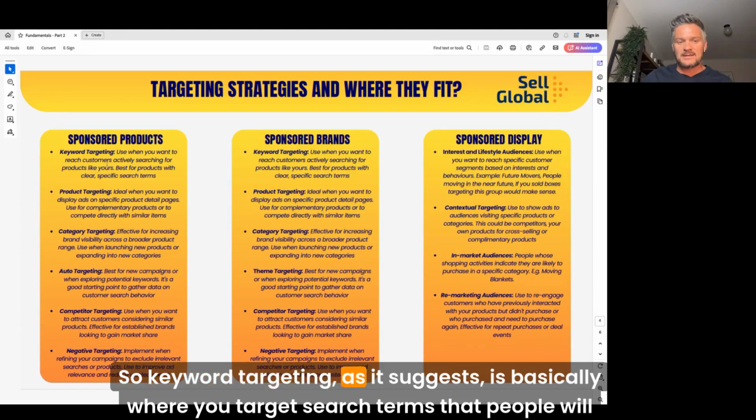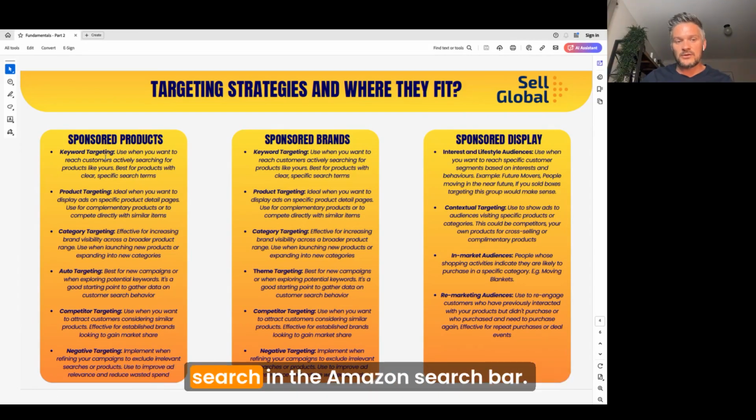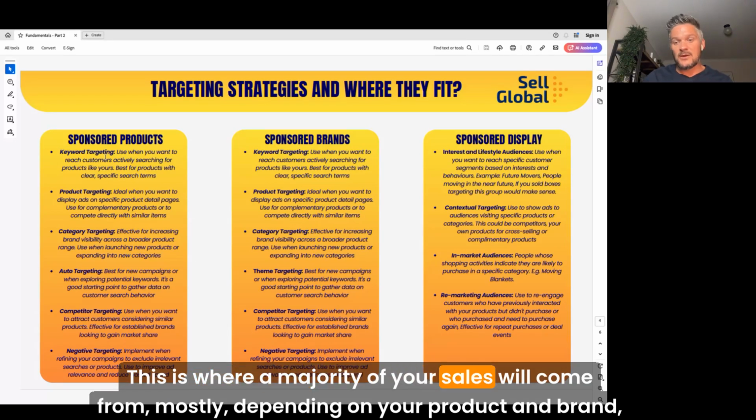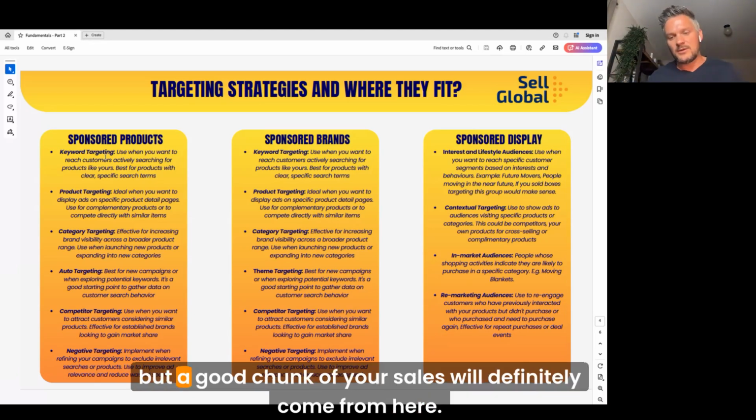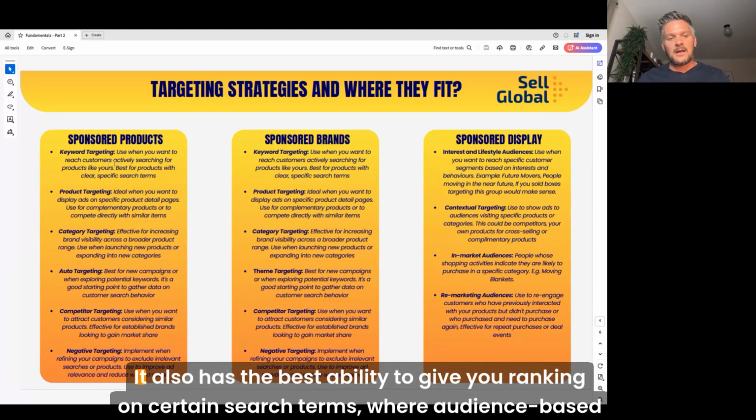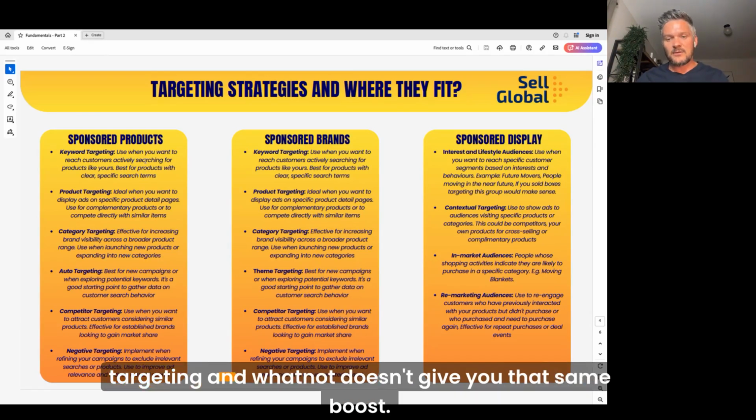Keyword targeting, as it suggests, is where you target search terms that people will search in the Amazon search bar. This is where a majority of your sales will come from, depending on your product and brand, but a good chunk of your sales will definitely come from here. It also has the best ability to give you ranking on certain search terms, where audience-based targeting doesn't give you that same boost.